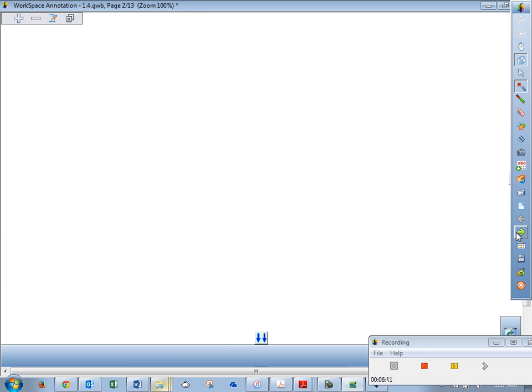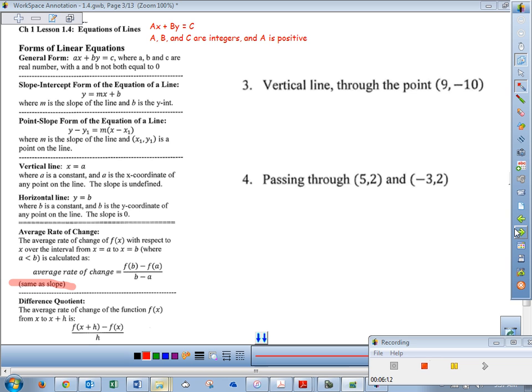Cool. Next problem: vertical line going through this point. Very simple. That's all they're asking for, the equation of a vertical line that goes through that point. Vertical lines have which variable in them? The equation has which one? X. And according to the point that they gave you, does x equal 9 or does x equal negative 10? X equals 9, right? If you graphed that on a grid and drew a vertical line through it, it'd be x equals 9.